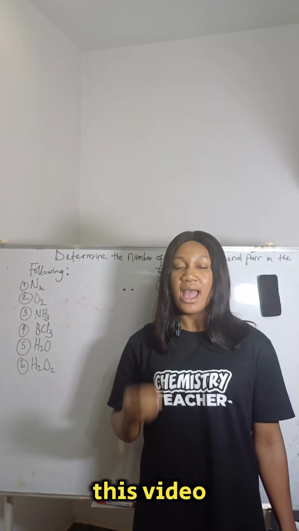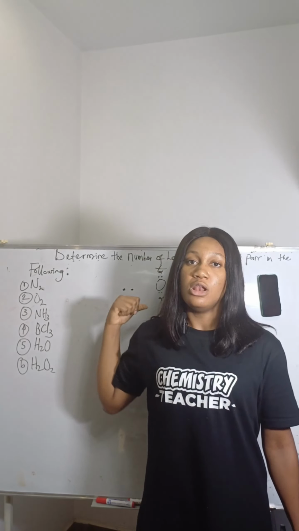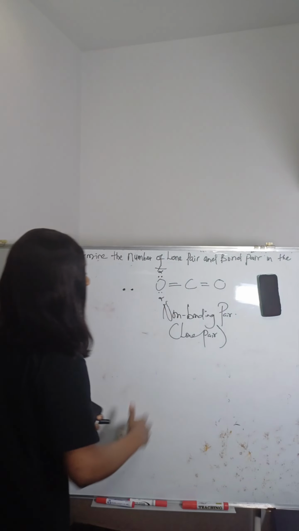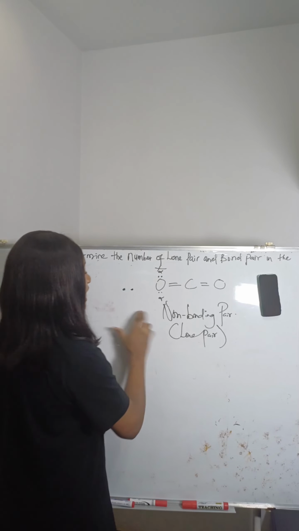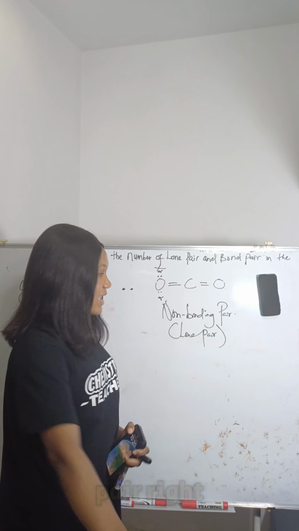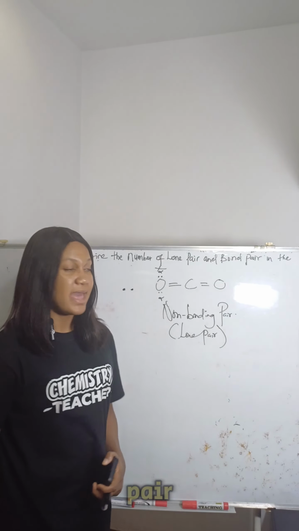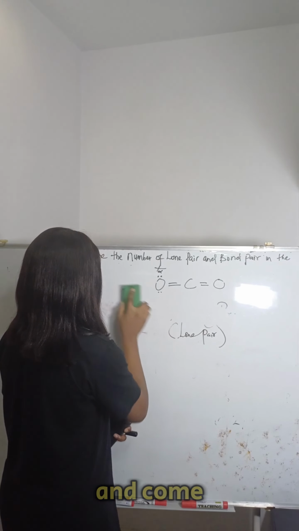At the end of this video, I'm going to give you a trick on how you can calculate this without going through all of this long route. So let's continue. Now, we've seen that we have our non-bonding pair and our bonding pair, right? I would say that our non-bonding pair is what we know as our lone pair. So I'm just going to clean this and come back to this.